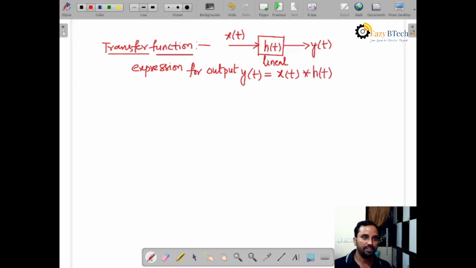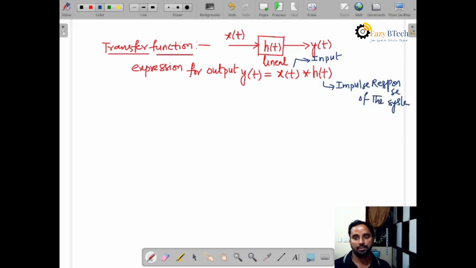Here x of t is the input signal, and h of t is the impulse response of the system. So by doing convolution of these two, we get the output of the linear system. This output is in time domain.